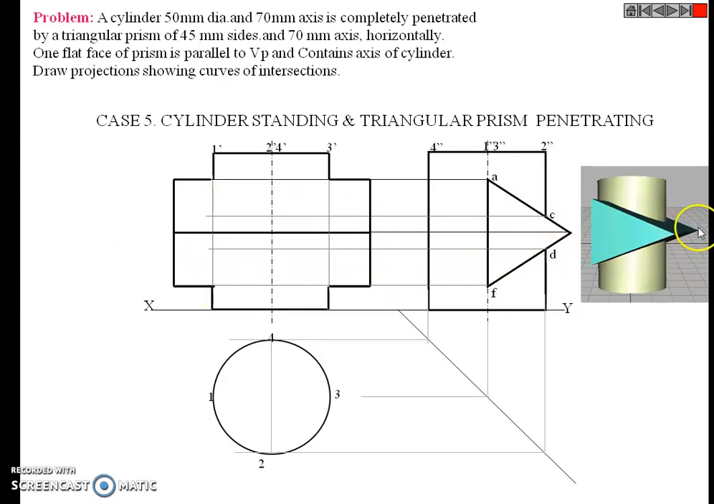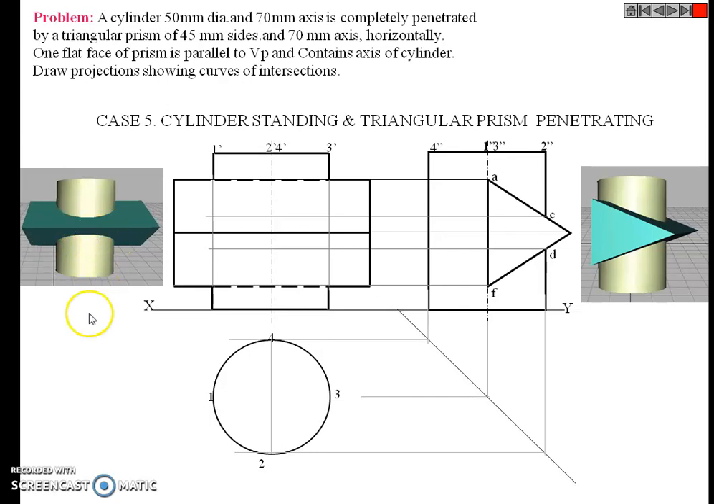When observer is from front side, this edge of this triangular prism is completely visible. This inside portion is dotted one. Similarly, this portion is also dotted. When observer is from this side, we are able to see this edge completely dark. Up to this dark, this is also dark. In between middle, dotted. Here also this is dark, in middle, dotted.